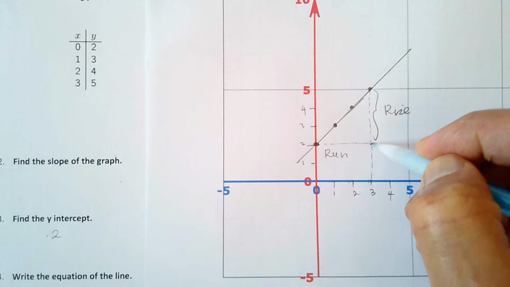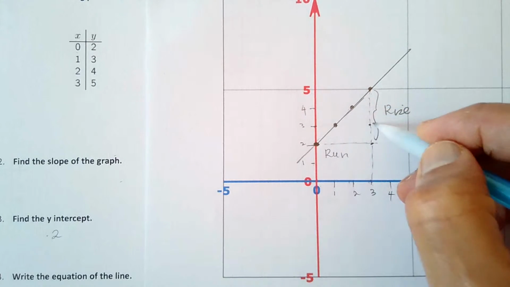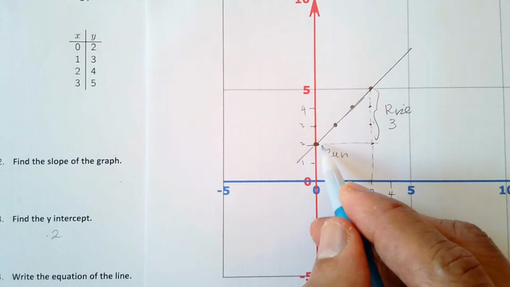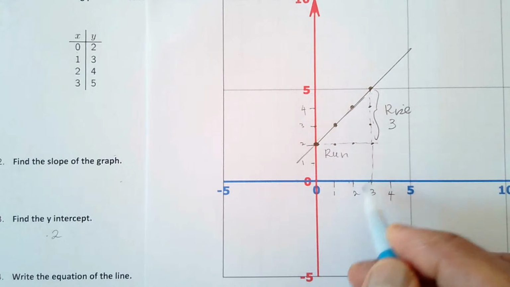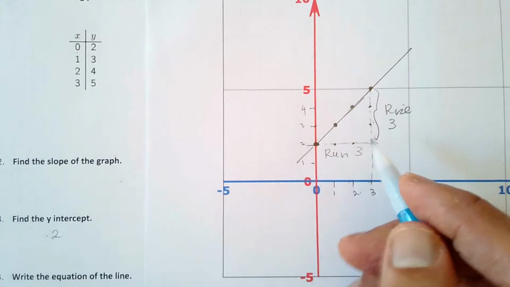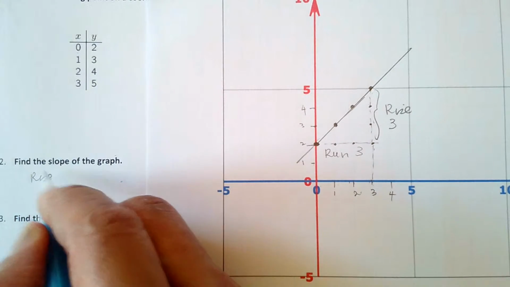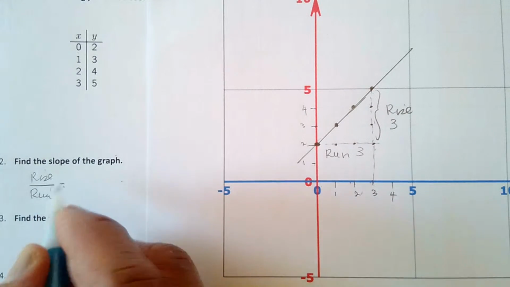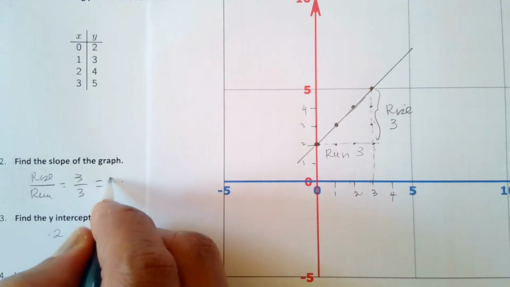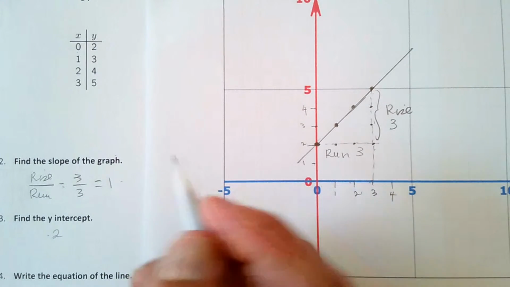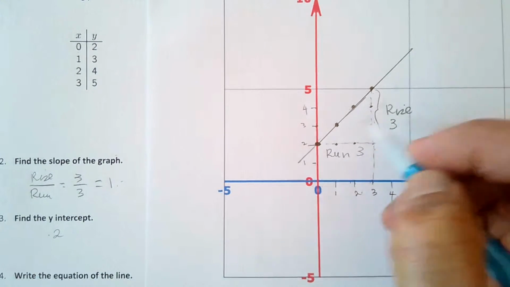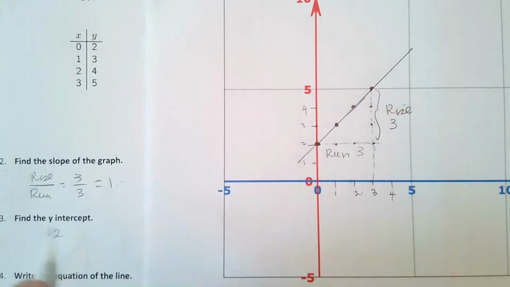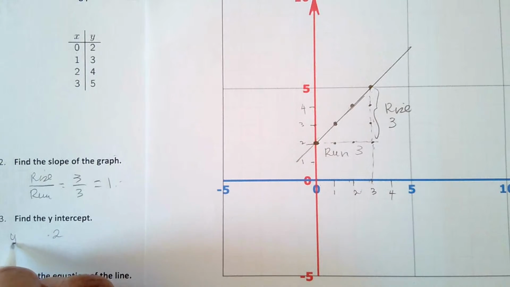So we count from here 1, 2, 3. So rise of 3. A run is 1, 2, 3. So rise over the run, 3 over 3 is equal to 1. So slope is 1. The y-intercept is 2. Slope is 1.